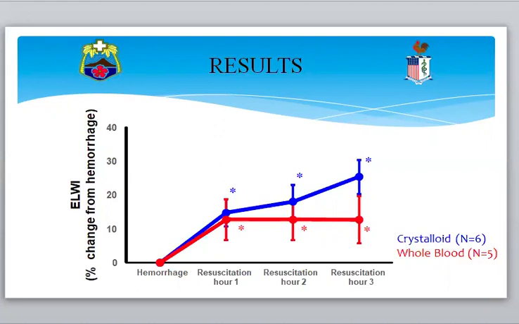With increasing shed volumes, we did not find a significant increase in the extravascular lung water, but this may have been due in part to our small sample size and a survival bias found in the remaining crystalloid pigs. Those that received more tended to die.